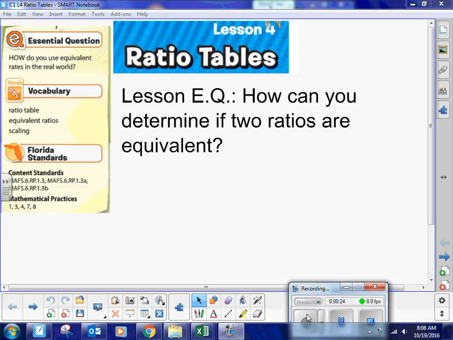Normally recipes are given in servings of 4, right? So if you needed to do less than 4, you'd bring it down to half and make appropriate servings. Okay? The lesson essential question is how can you determine if two ratios are equivalent? What we had in class the other day was we could use math and put it in its simplest form, and then you should be able to tell if two ratios are equivalent.